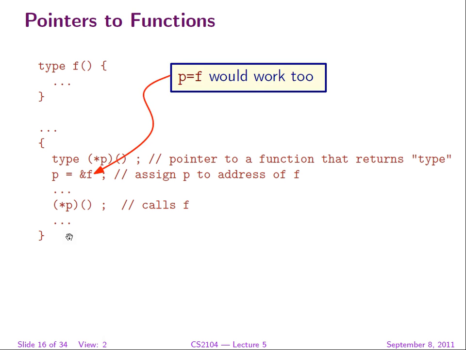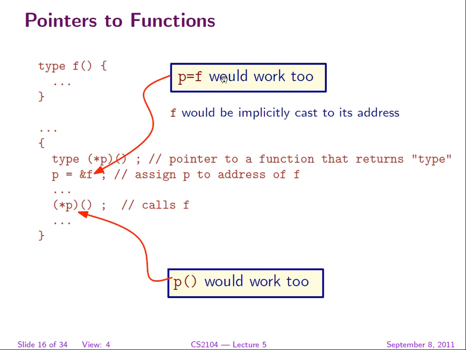Now, many of you might have seen in code, instead of p is assigned the address of f, you would see p is assigned f. And the compiler allows it. Why? Because it will perform an implicit cast. Put the address here. And you might also have seen, instead of star p call, p call, right?